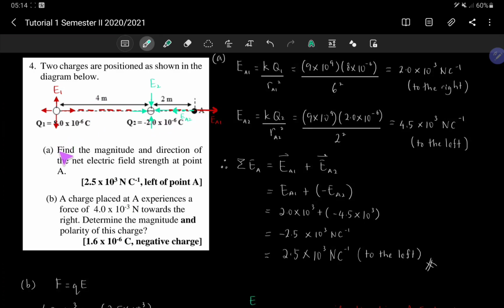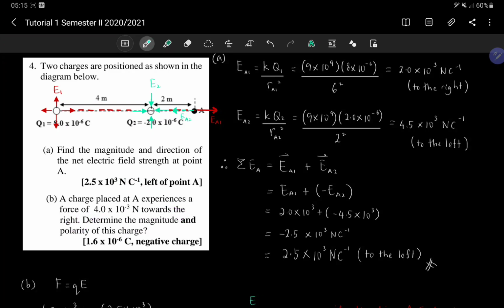They ask you to find the magnitude and direction of the net electric field strength at point A, so the net electric field strength exerted on A by Q1 and Q2. And then a charge placed at A experiences a force of 4 exponent negative 3 newtons towards the right. Determine the magnitude and the polarity of this charge. So by locating another charge on point A, the force exerted on it is given and directed to the right. They ask you to determine the magnitude and the polarity of the charge located on A, where the force exerted on it equals this value and is directed to the right.